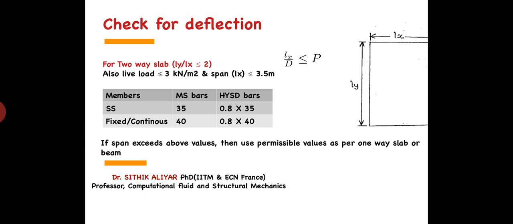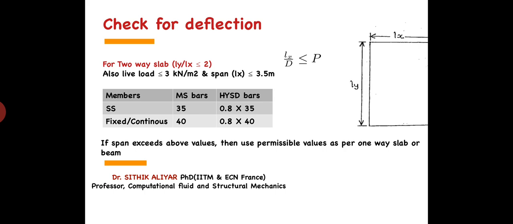Okay, so if it is a two-way slab, because the previous formula I showed you is for a one-way slab or a beam. For a two-way slab, what is a two-way slab? The span length ratio LY by LX should be lesser than or equal to 2.